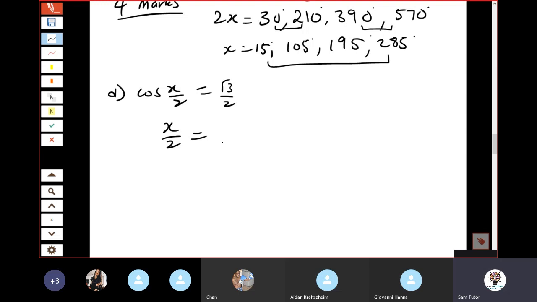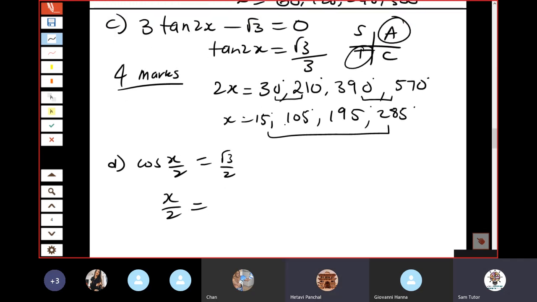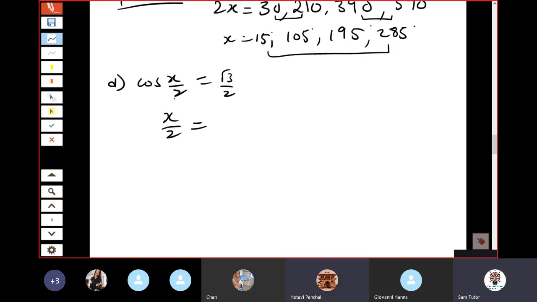Happy, you there? Sorry, I was copying the thing down. So x on 2, copying the top one down? Yeah. All right. Just let me know when you're ready. Yeah, okay. So this one, x on 2 equals, and then what are you going to do? I'm not sure. Inverse cos.